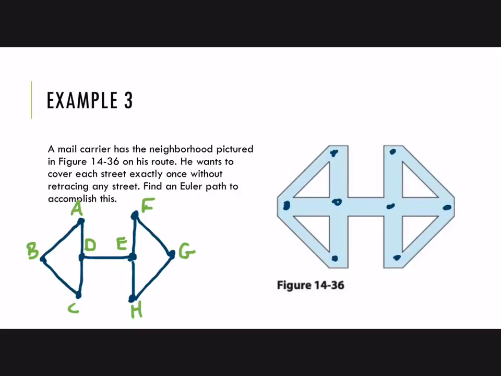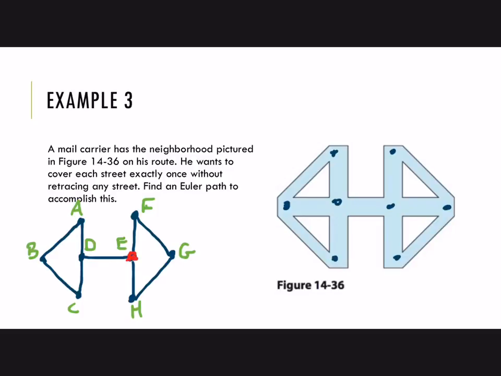First of all, is an Euler path even possible? Let's check the degrees. A is degree 2, B is degree 2, C is degree 2, D is degree 3. So I've got one odd so far. E is degree 3, that's odd. F is 2, G is 2, and H is 2. So this is possible. It's going to be an Euler path, not a circuit, and I need to begin or end at D or E. So let's begin at E for something different.